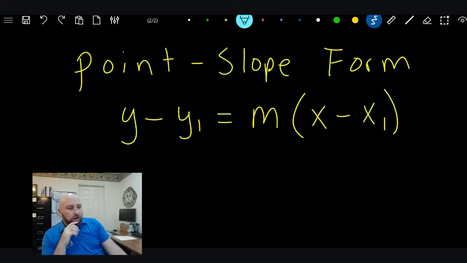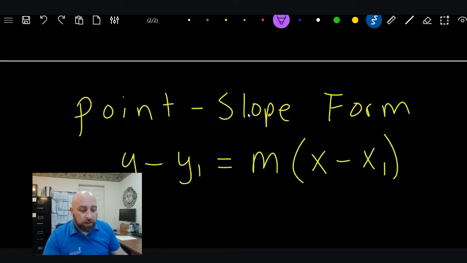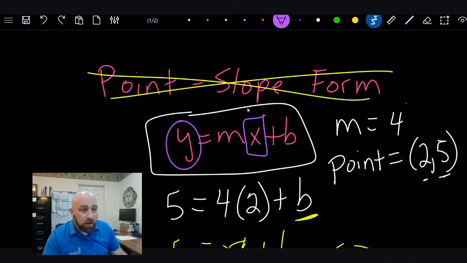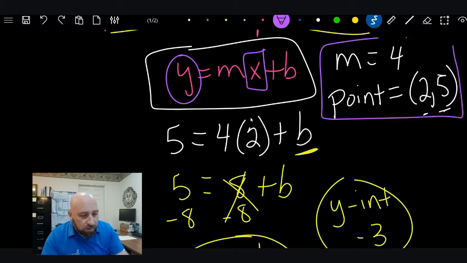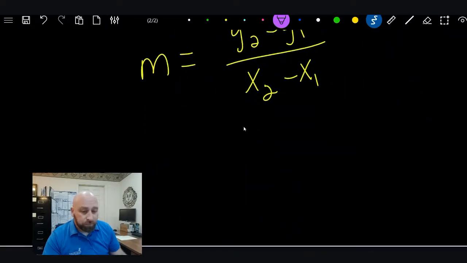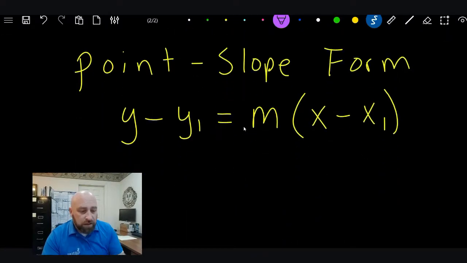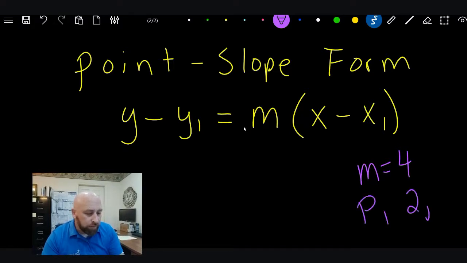If you look down, what if they give me something like this? Let's go back to the original one that we did up here, where we used the slope-intercept form. They gave you that the slope is 4 and the point is 2, 5. So let's go back to this. The slope, I'm just going to write m equals 4. And our point, I'm going to call it point 1, is 2, 5.